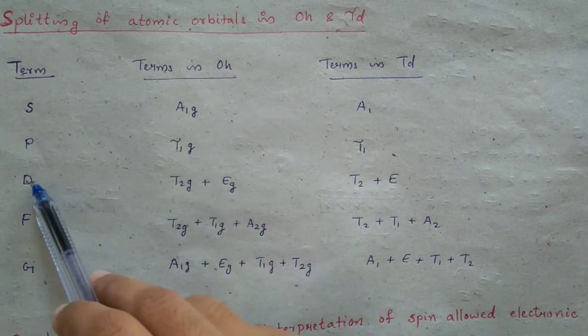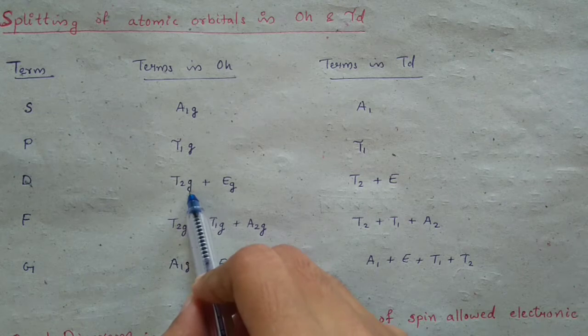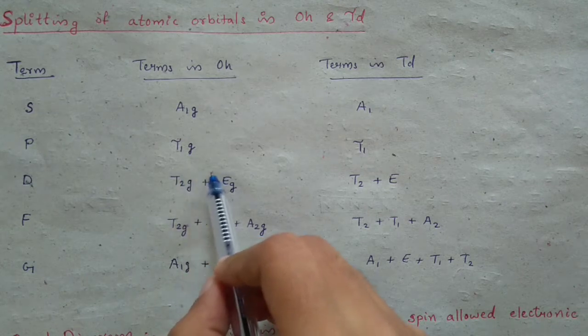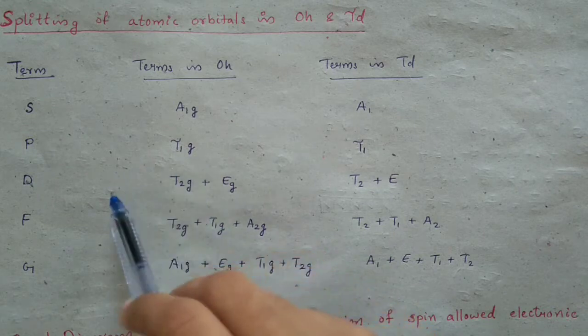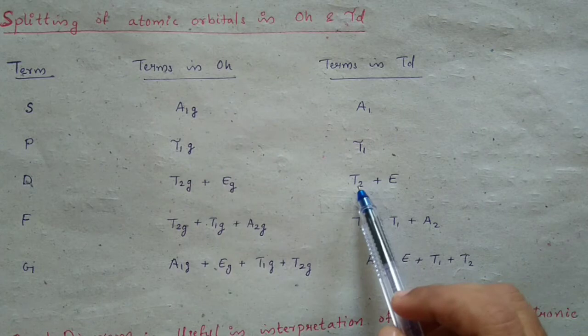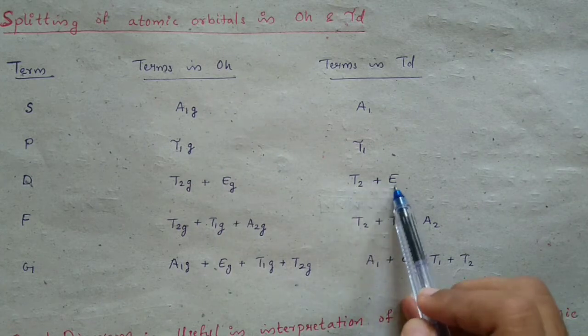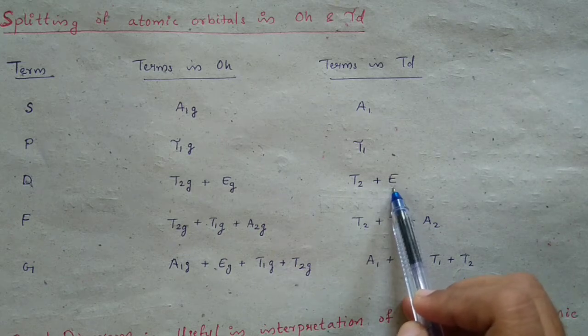How many subshells are there in the d orbital? 5. So T2g is triply degenerate, 3, plus doubly degenerate Eg, 2. 3 plus 2, 5. So T2g plus Eg are the terms in octahedral, while in tetrahedral they are T2 plus E. This is triply degenerate and this is doubly degenerate.